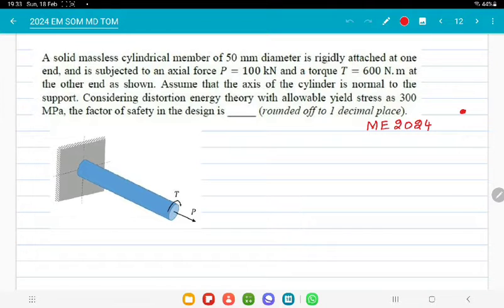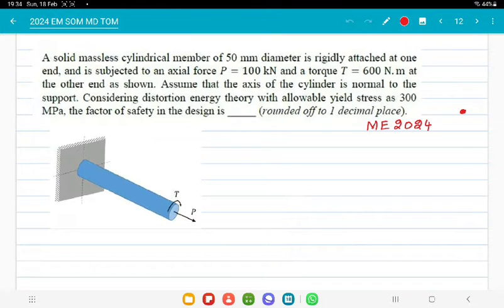Then here, a cylindrical member is welded or fixed at the left end. In the other end, two loads are applied. One is axial load, another one is torque. Their values are given. What is asked? By considering the distortion energy theory, means von Mises theory, what is the value of factor of safety?